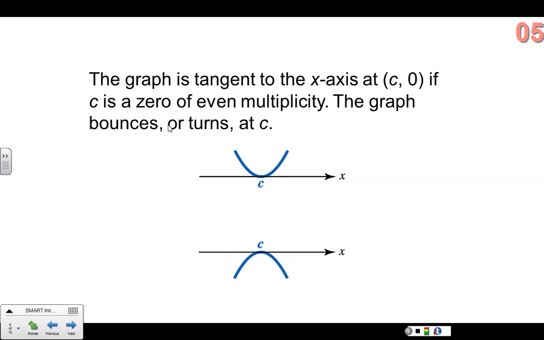If it has a multiplicity of evenness, for example, a multiplicity of 2, 4, 6, 8, and so on, the graph is tangent to the x-axis. It does touch it. That is a 0. It does touch there, but it just bounces. It does not cross. It touches, but it does not cross. It comes up and touches, but it will not cross to the other side.